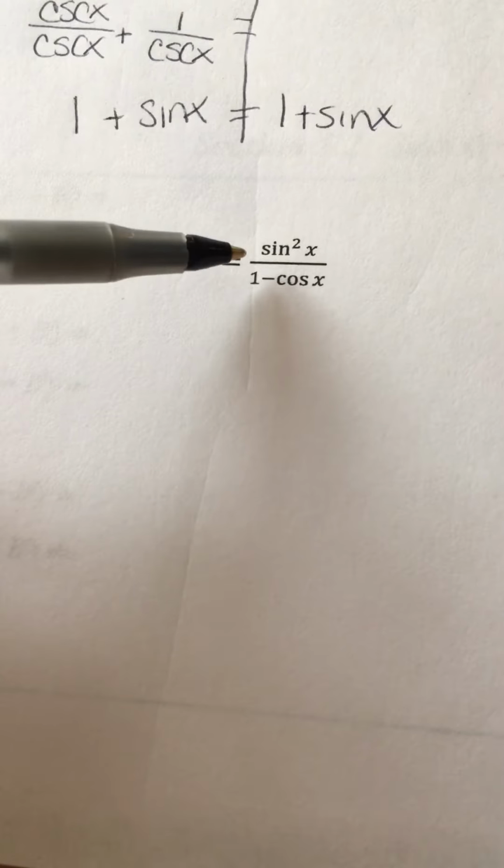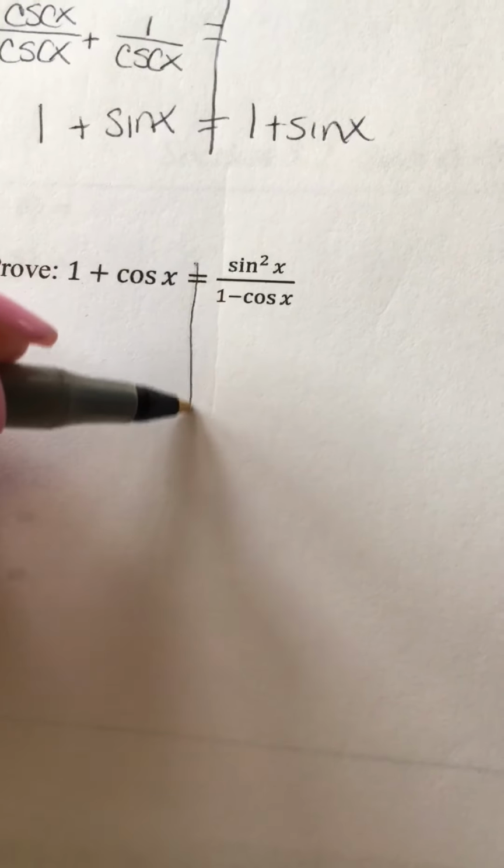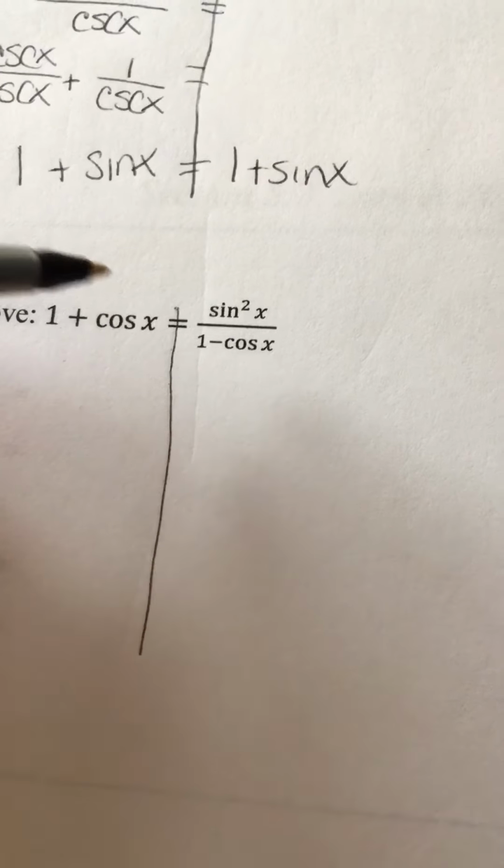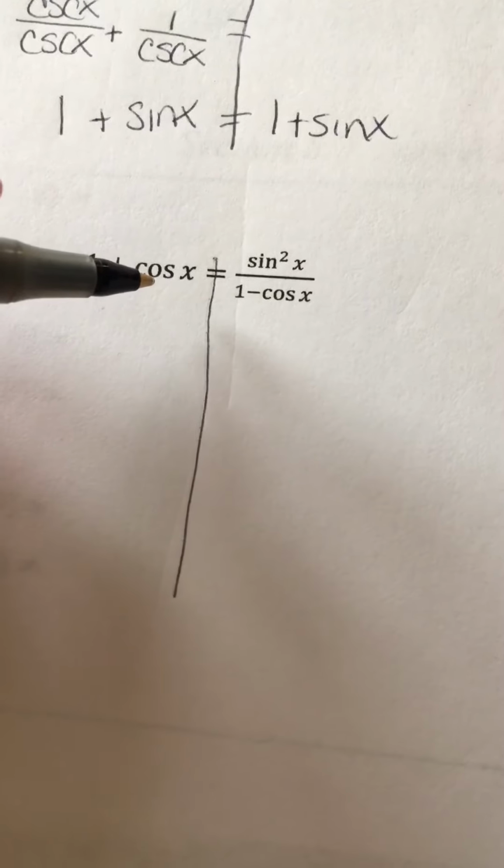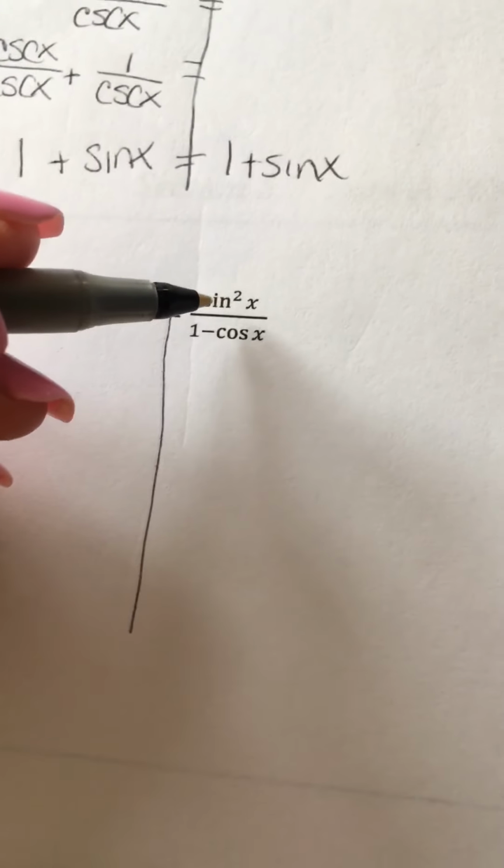Now, the second one on this page: 1 plus cosine of x is equal to sine squared over 1 minus cosine of x. Ugly side first. I'm going to work with the right side here. If you look at your left side, you only have a 1 and a cosine. If I have a term on one side that I don't have in my answer, I want to find an equation that takes care of that.